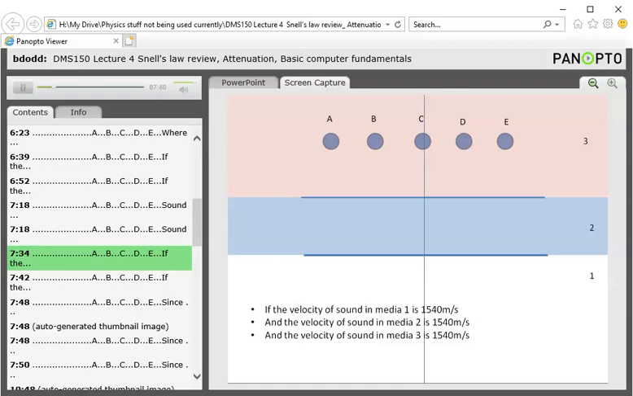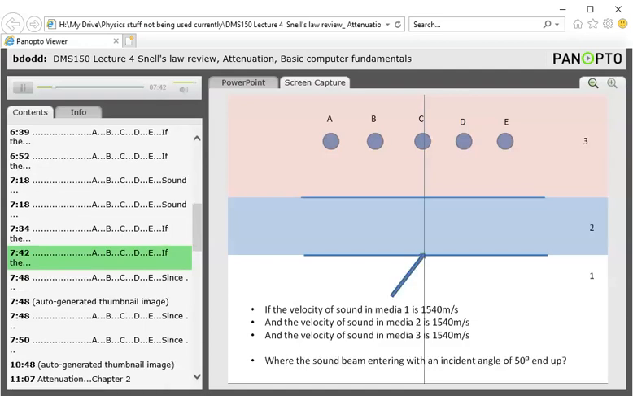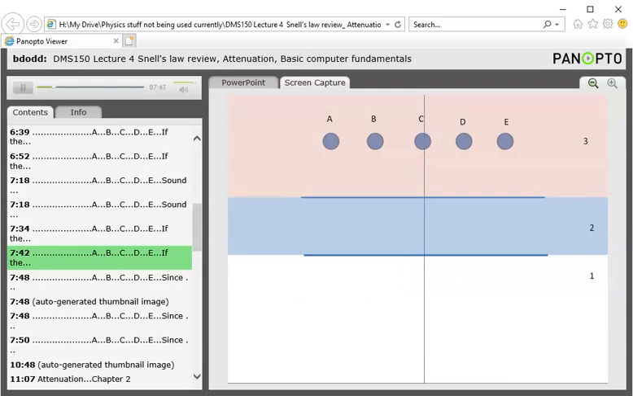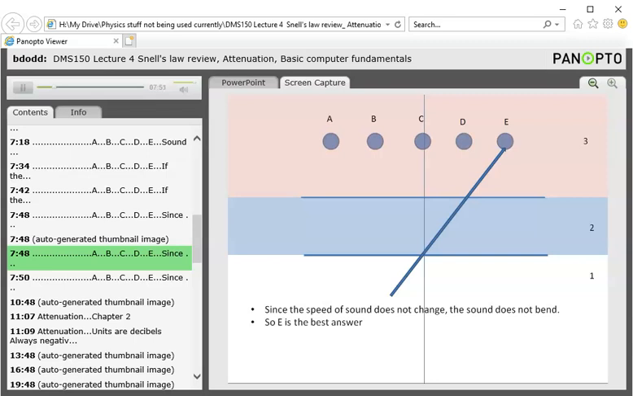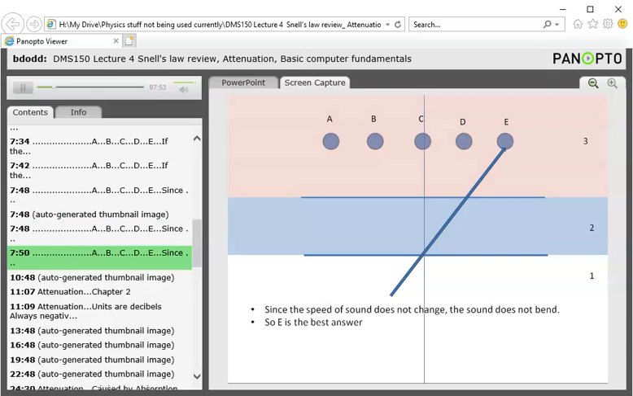Okay, then the last type that you typically run into is this, where the media has the same velocity. All 3 media have the same velocity. And in this case, where the angle starts with an incident angle of 50 degrees, it just goes straight. If the media all have the same velocity, the sound doesn't change direction. So those are typically the 3 that you see on registry exams.